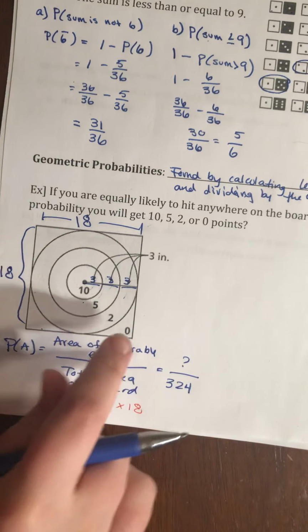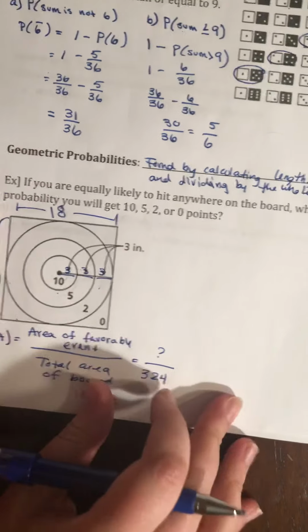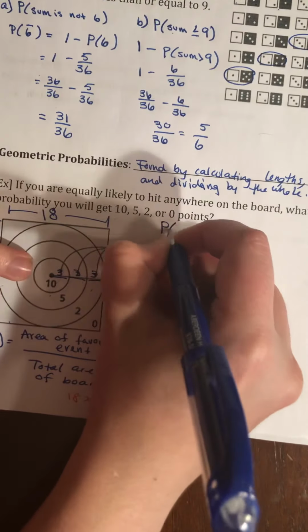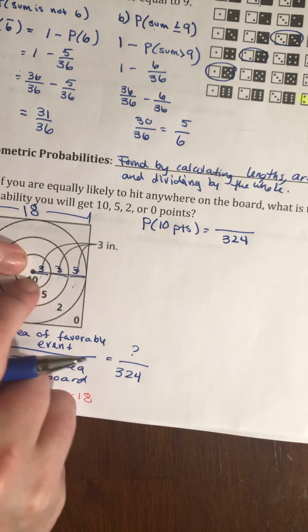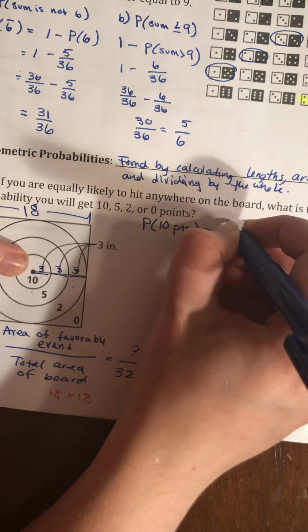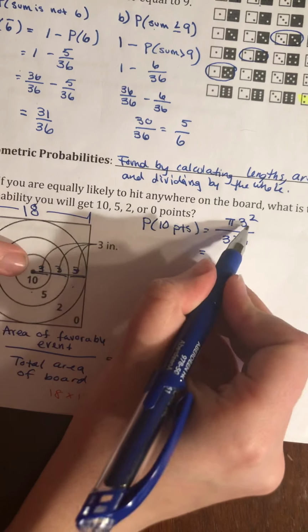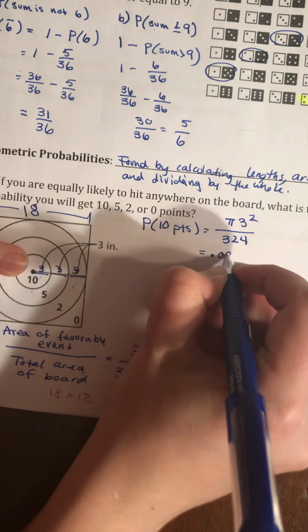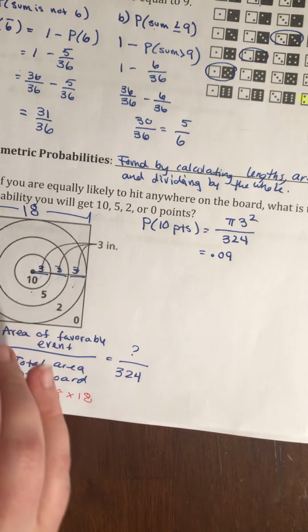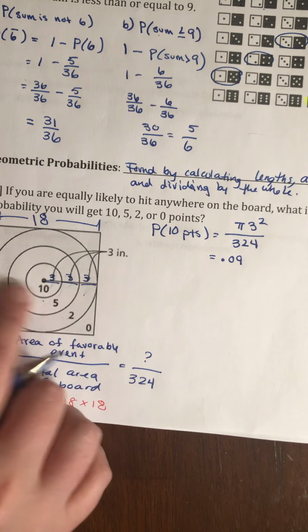So the probability that we get 0 points, 2 points, 5 points, or 10 points. Let's start with the easiest one. What's the probability that we get 10 points? Well, the area of the whole is 324. And what's the area of just this? Well, the area of a circle is pi r squared. The radius here is 3. So that gives you 9 pi over 324. You put that in your calculator, you're going to get 0.09. So it's about 9%. There's a 9% chance that if you just fling your dart somewhere at the board, you'll get 10 points.